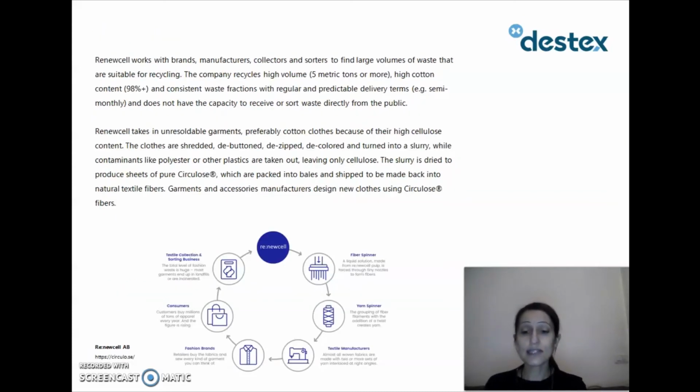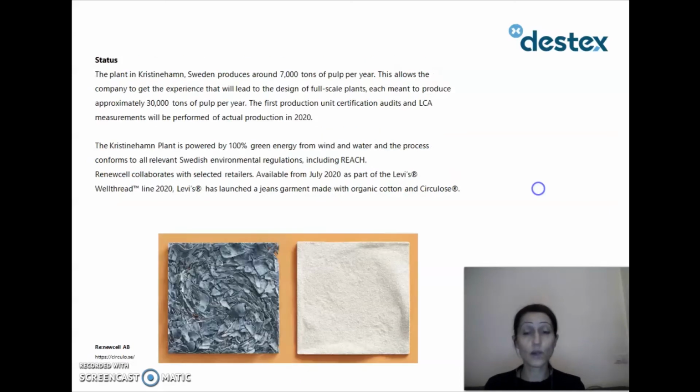This recycling system uses less water and chemicals and emits less CO2 than existing conventional processes used to manufacture clothing fibers. The company's plant is powered by 100% green energy from wind and water.